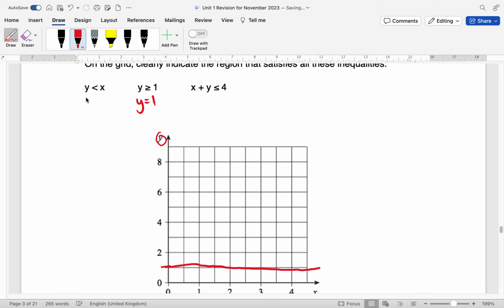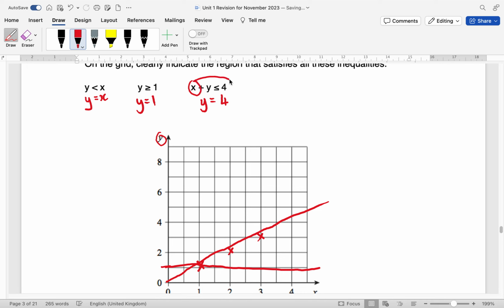For this one, we're going to draw y equals x. So when y is 1, x is 1. When y is 2, x is 2. When y is 3, x is 3. It's unusual because the scale's all out. I've got the x going up in 1s and the y going up in 2s, so it's a bit of a funny looking line, it's terrible, but you get the idea. Just use a ruler.